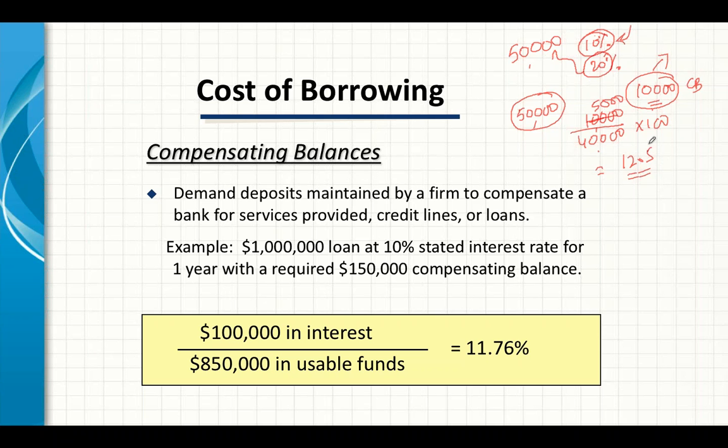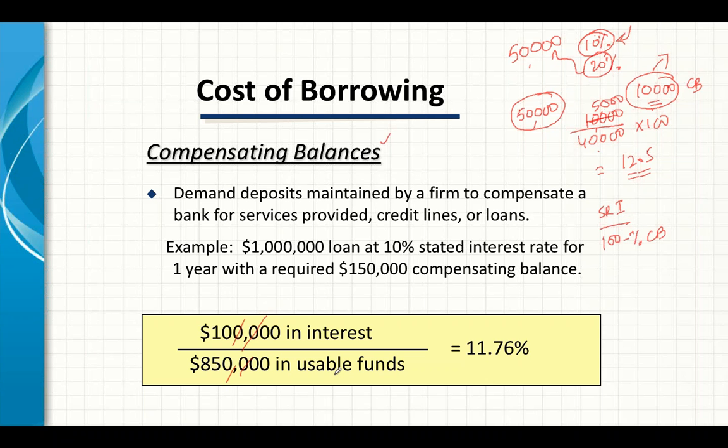And again, please do not do this calculation with the amounts. Don't waste your time. The formula with the compensatory balance is the stated rate of interest divided by 100 minus percentage CB.